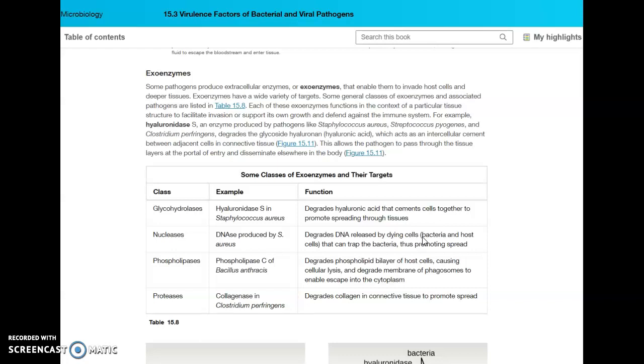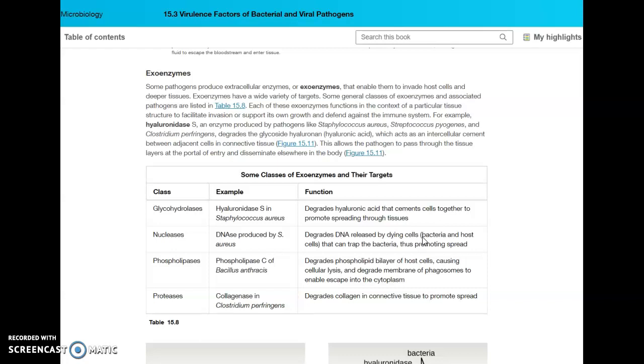The first type that we have are called exoenzymes. Exo here represents extracellular. These enzymes are secreted by the bacteria, and it allows the bacteria to then invade the host cells and basically get deeper into the tissues.